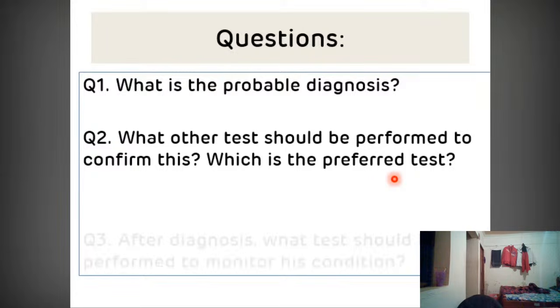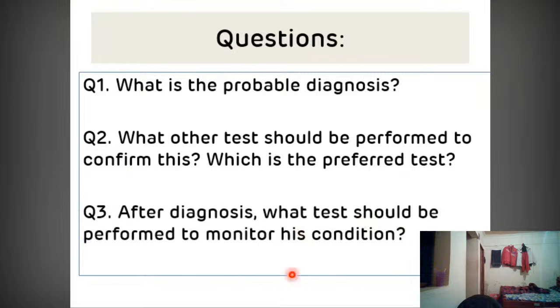Now let's see question number 3. After diagnosis, what tests should be performed to monitor his condition? Once diagnosis is done, we can do HbA1c, which is the advanced test available. Again, it gives the average blood glucose value for the 3 months, that is around 120 days, which is equivalent to the lifespan of RBC. It is more stable as compared to blood glucose estimation. Another major advantage of HbA1c is we don't require fasting for it. We can do HbA1c in the random state. Other tests apart from HbA1c, you can do FBS and ppBS for monitoring purposes.